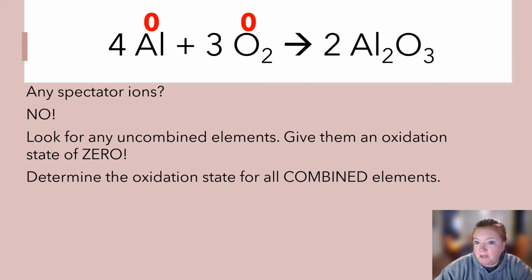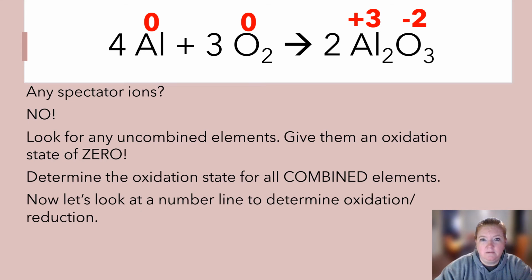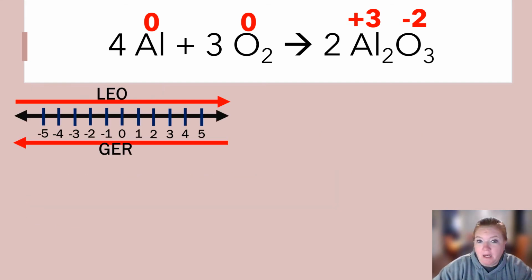So we're going to look at the periodic table and look up aluminum and look up oxygen, and we're going to put those where they belong. And then we're going to look at a number line to determine oxidation and reduction. So there's our charges, all set. Now we need to figure out oxidation versus reduction. All right, are you ready? So this is what we had. There's our number line. Let's look at aluminum.